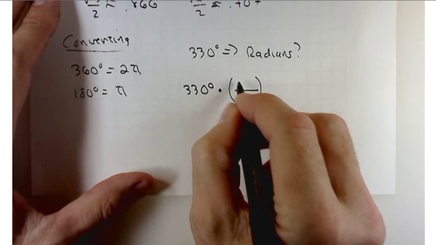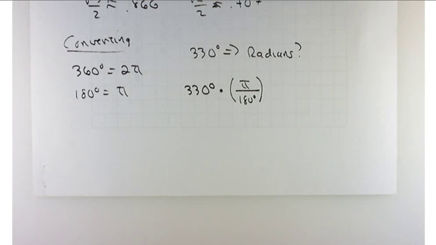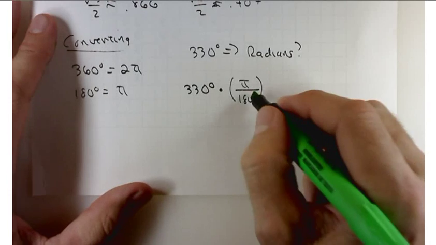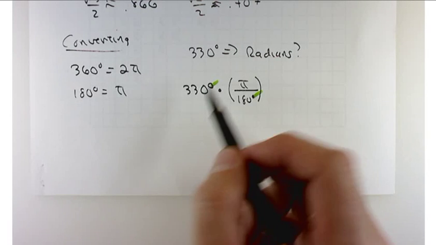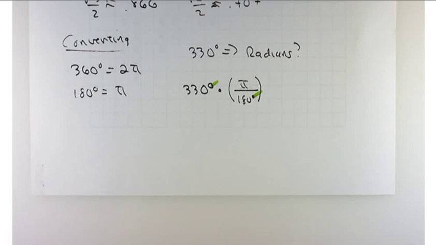180 going into pi. Now, the units that you want to cancel go in the denominator. So you can cancel here like that. And you're left simplifying 330 divided by 180. And then throw in the pi.